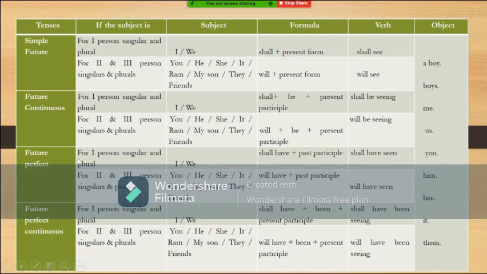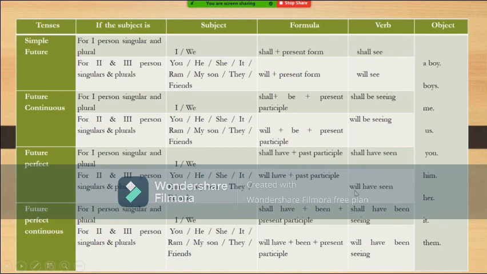Future perfect. Here we have another set of auxiliary verbs. What are they? Will have or shall have. The rule is the same. For I and we, you use shall have. For all other subjects, we use will have. And to indicate perfect tense, we use the past participle of the verb. What is the past participle form of see? Seen. So it is written here: shall have seen or will have seen.